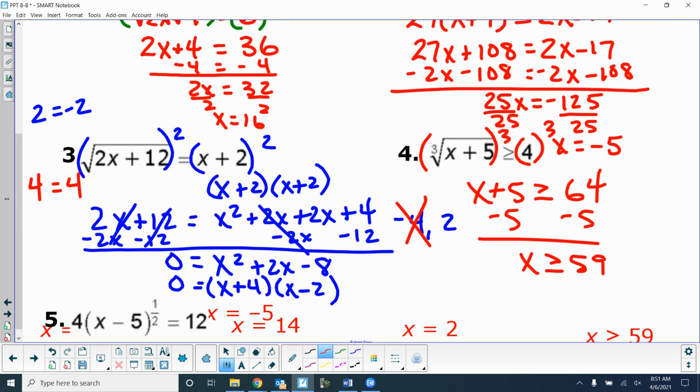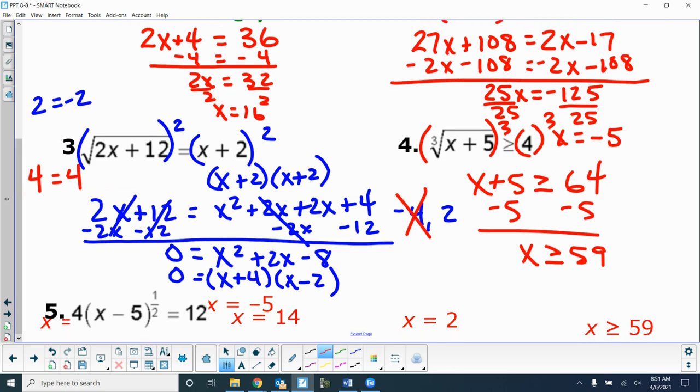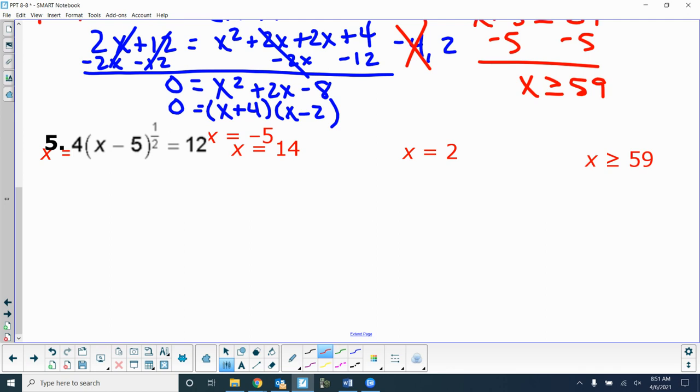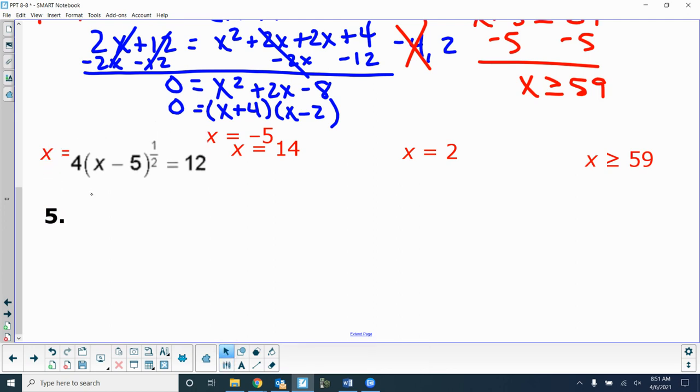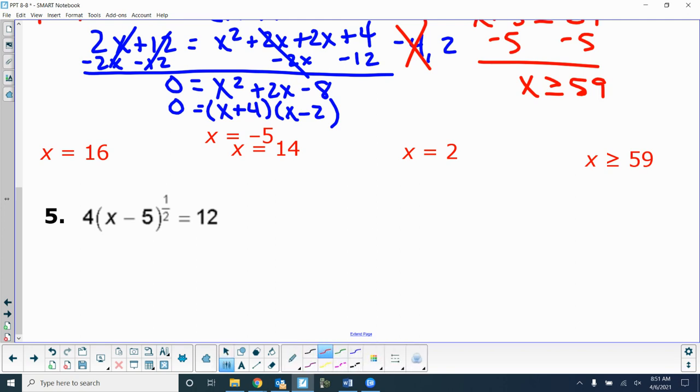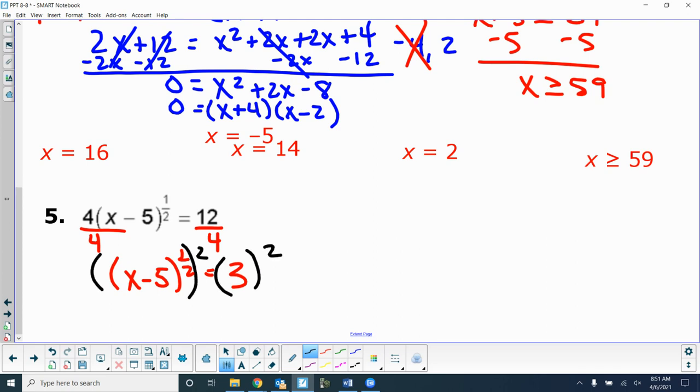And then what would we do for number 5 if we did it? We've got to square it, but before we square it, we can do what with that 4? Divide it over, right? We should take the 4 over first. It's 4 times that. So we'd have this x minus 5 to the 1/2. Remember, that's the same as the square root. So we just square both sides and go from there.